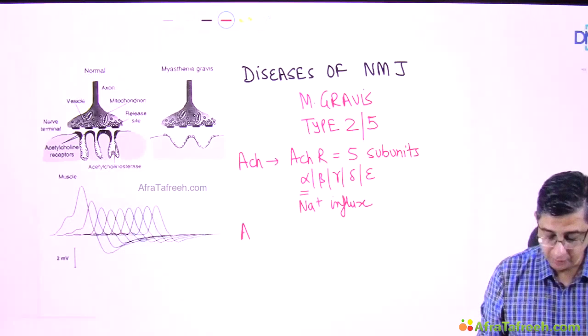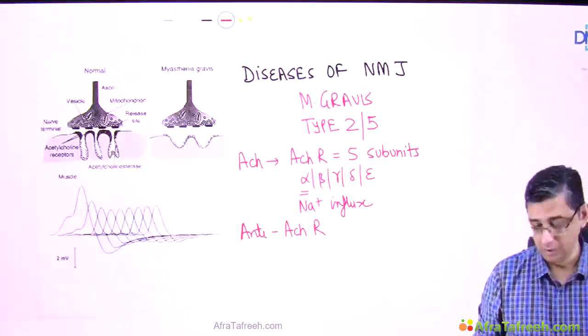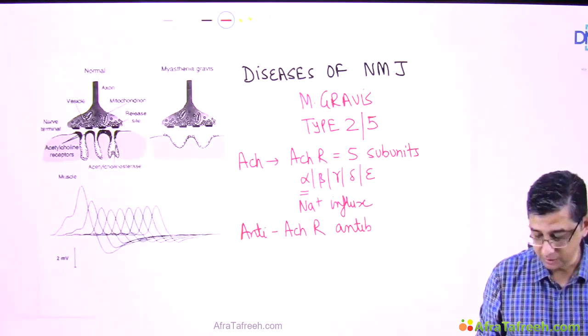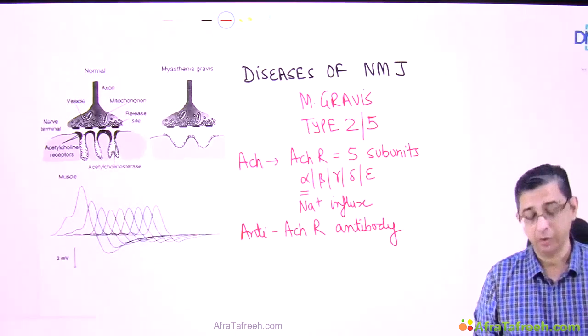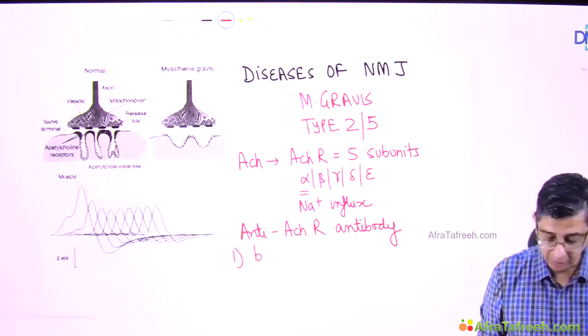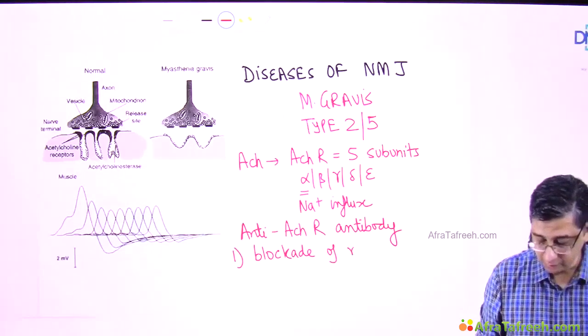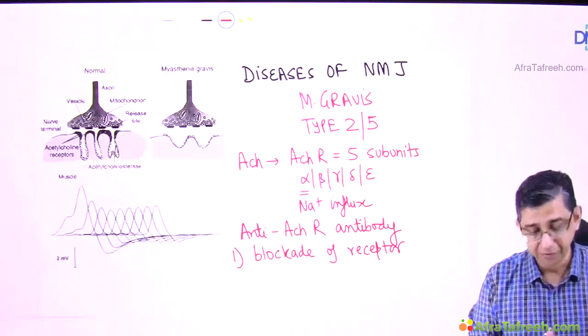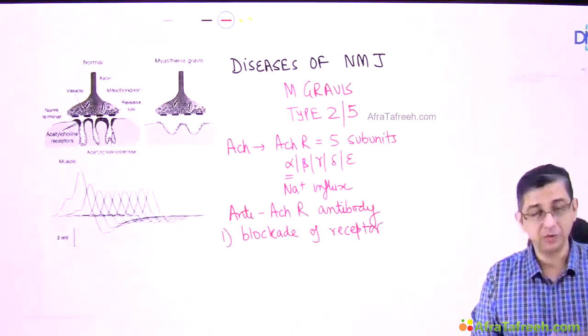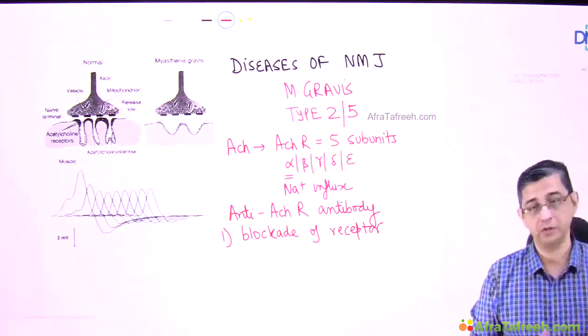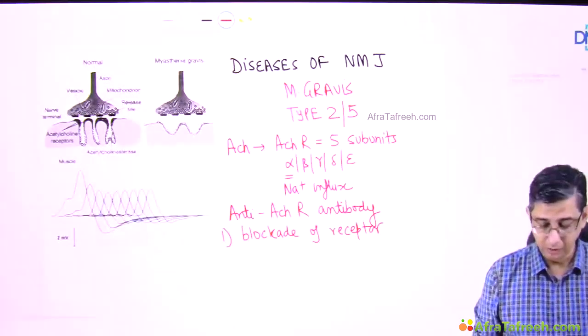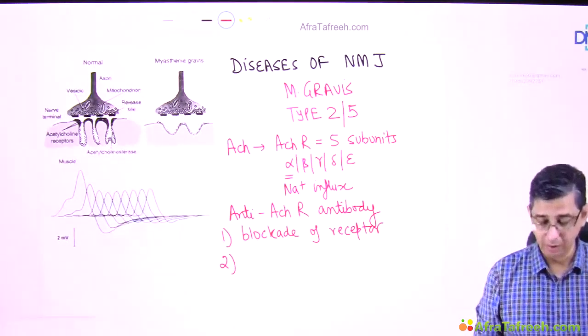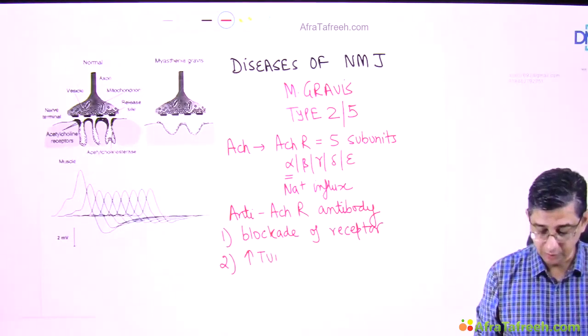In this condition, what happens is that we have antibodies which affect this acetylcholine receptor. So the name is anti-AChR, that is anti-acetylcholine receptor antibody. The function of this antibody is, first, it will cause blockade of the receptor. And what I mean by blockade is that it will mainly affect the alpha subunit, and therefore the depolarization will be affected, and the contraction of muscles will also be significantly reduced, what we call myasthenic fatigue. The second problem that occurs in these patients is an increase in the turnover of the receptors as well.